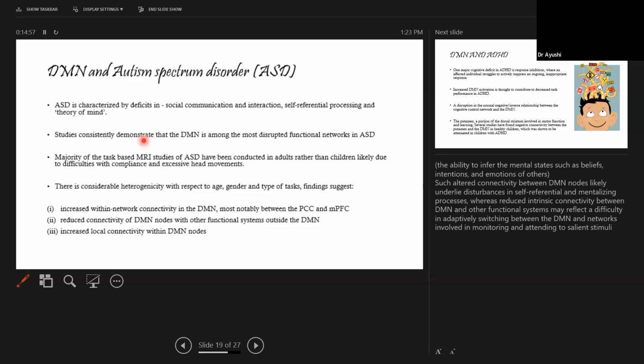performed in ASD. But most of the findings suggest that there is increased connectivity between the DMN nodes. Nodes are the parts of the default mode network which we mentioned earlier: the medial prefrontal cortex, the anterior cingulate cortex, the posterior cingulate cortex. So there is increased local connectivity amongst these and reduced connectivity of the DMN with other networks, so that the child is not able to switch between the DMN and other networks, and is not able to attend to other stimuli because there is so much connectivity in the DMN.